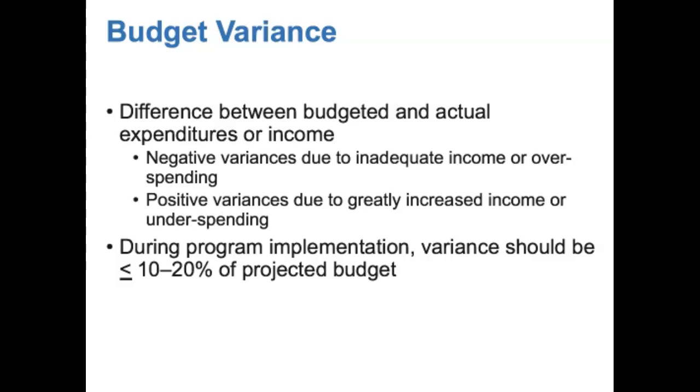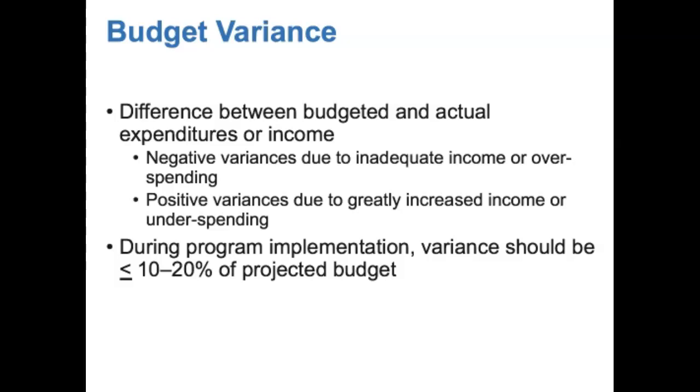Usually on a monthly basis, a program manager should review the expenditures and whether or not they exceed what was projected for the project. The difference between the budgeted and actual expenditures or income is called the budget variance. The variance is calculated for each budget category or line item by subtracting the expenditures from the budgeted amount. Negative variance can be due to inadequate income or overspending, while positive variance can be due to the opposite.